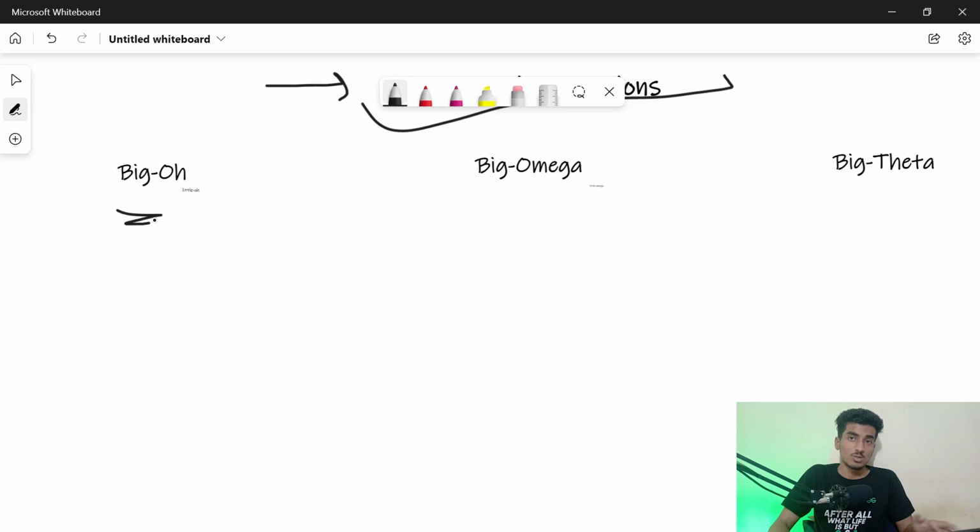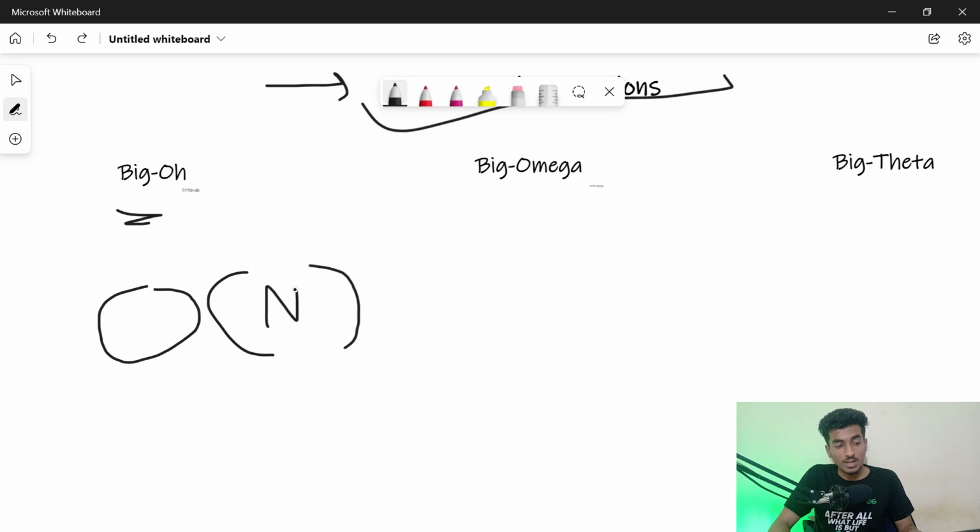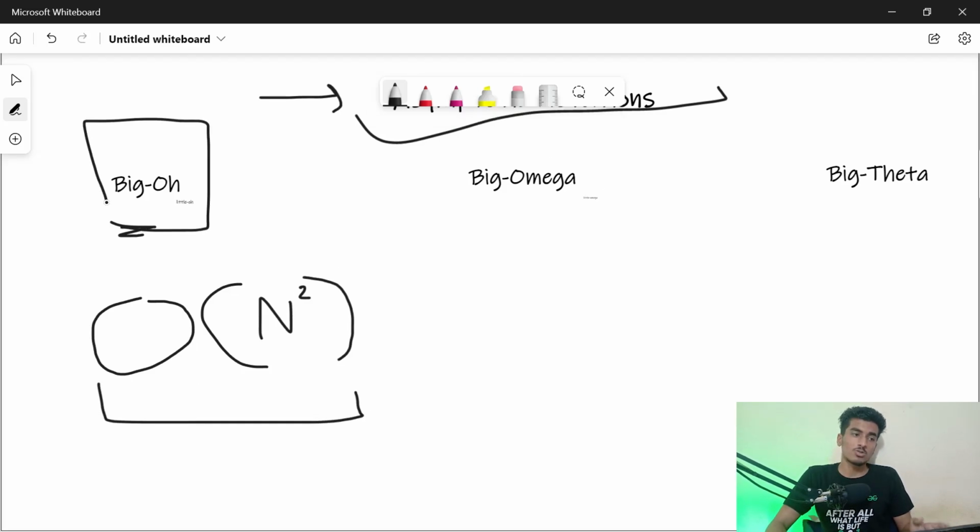Big O notation is used to represent the worst case time complexity of your algorithm. It is represented by the big O symbol, and inside the parentheses we write something like O(n). That means our time will increase linearly with the size of our input, or we can also say n square. If you remember, that was the time complexity of our bubble sort algorithm. So big O is used to represent the upper bound, that is the maximum time our algorithm can take. So this is O(n square), and that means our algorithm can take maximally O(n square) time. It can also take less time.